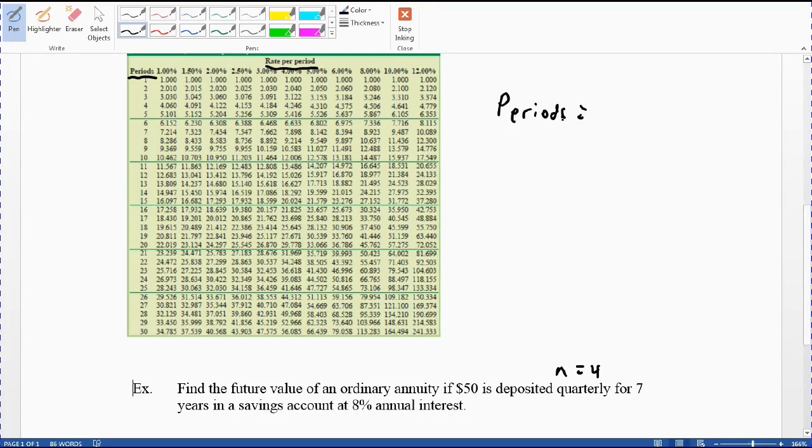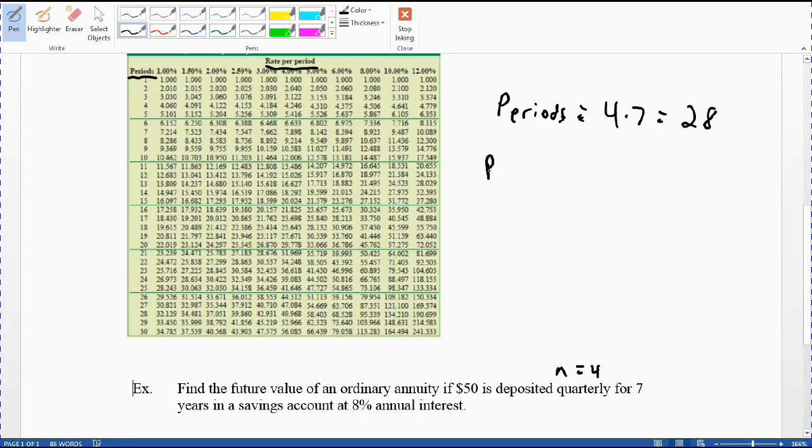So the number of periods in the life of the annuity is 4 times in a year. That's where the quarterly comes from. 4 quarters in a year for 7 years. So that means there's a total of 28 deposits being made, if you want to think of it like that.